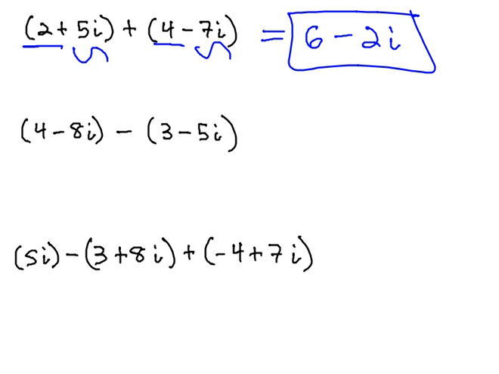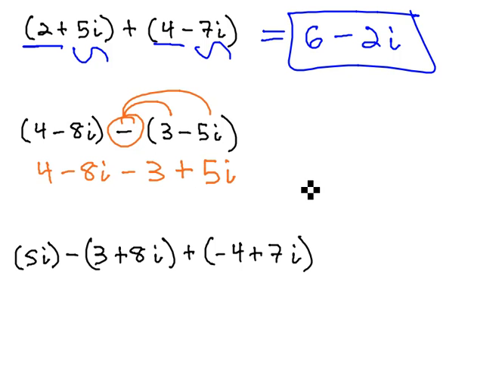Subtracting with complex numbers requires one extra step because we've got a negative in front of the parentheses. We do need to distribute that negative through onto both terms. So we have 4 minus 8i, the opposite of 3 is negative 3, and the opposite of negative 5i is positive 5i. And now I'm allowed to combine like terms.